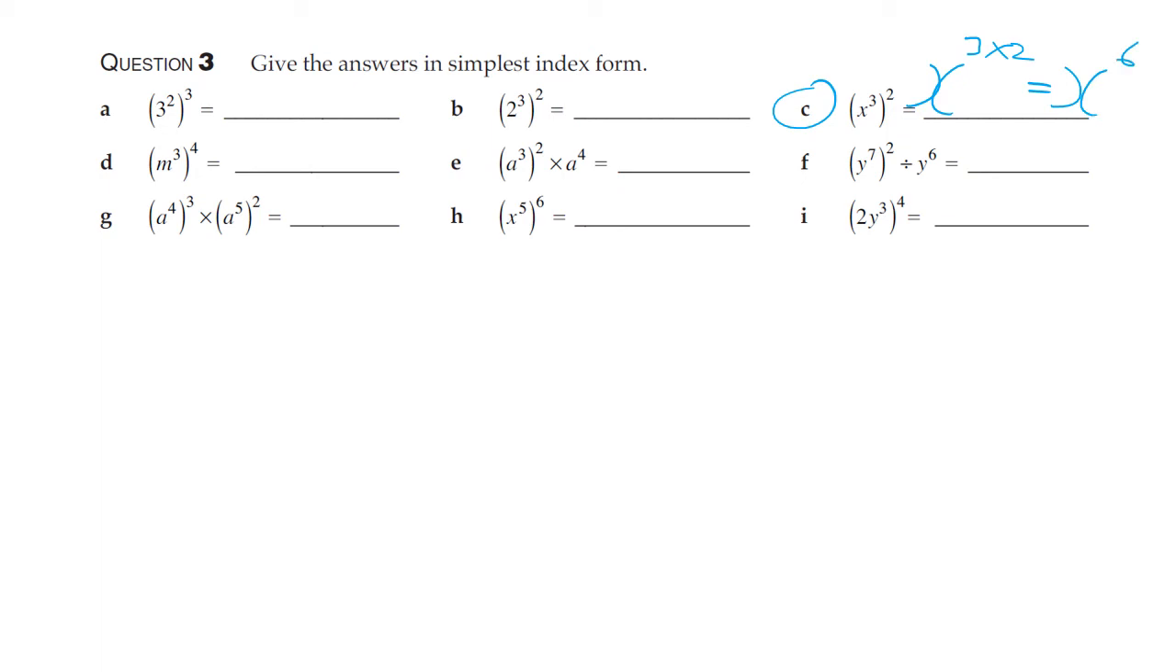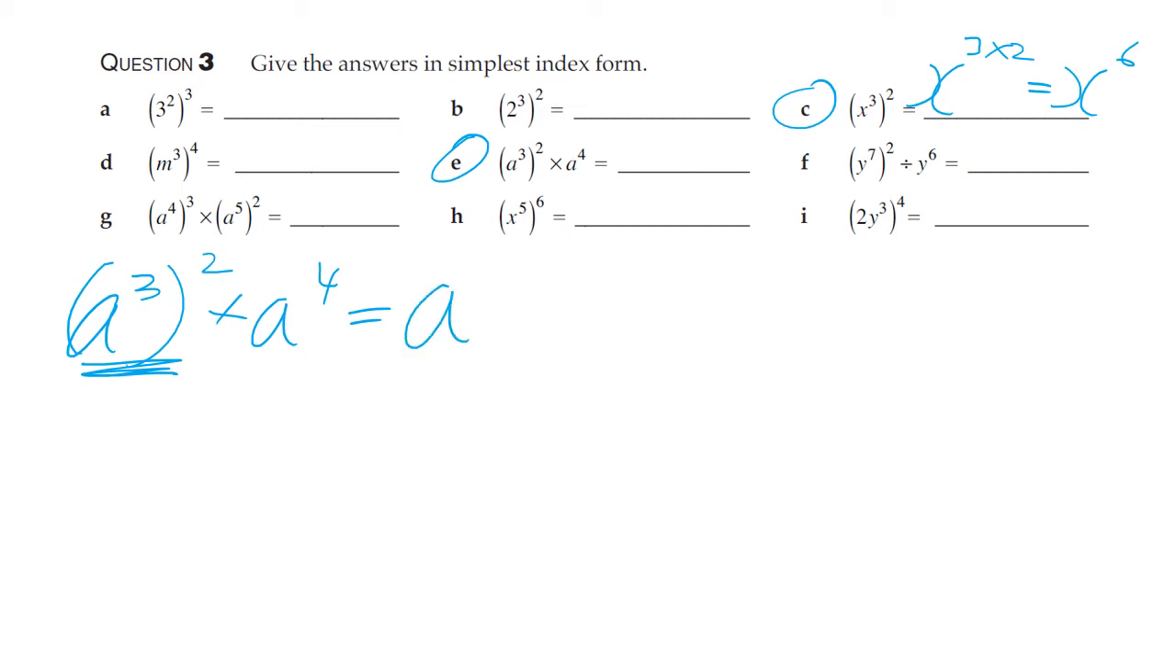Okay, so what about if we look at E? A to the power of 3 squared, and then I multiply a to the power of 4. What would that become? Now let's sort the first bit out first. A to the power of 3 to the power of 2 is the same as a to the power of 3 times 2. Then I need to multiply that by a to the power of 4. A to the power of 3 times 2 is 6, times a to the power of 4.